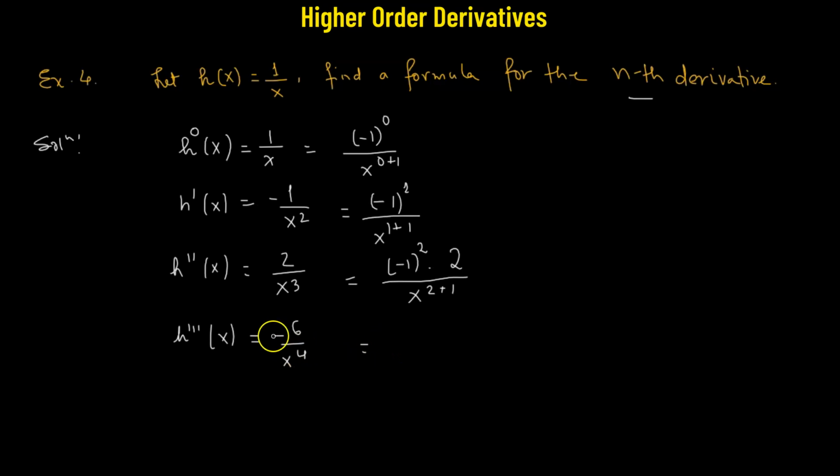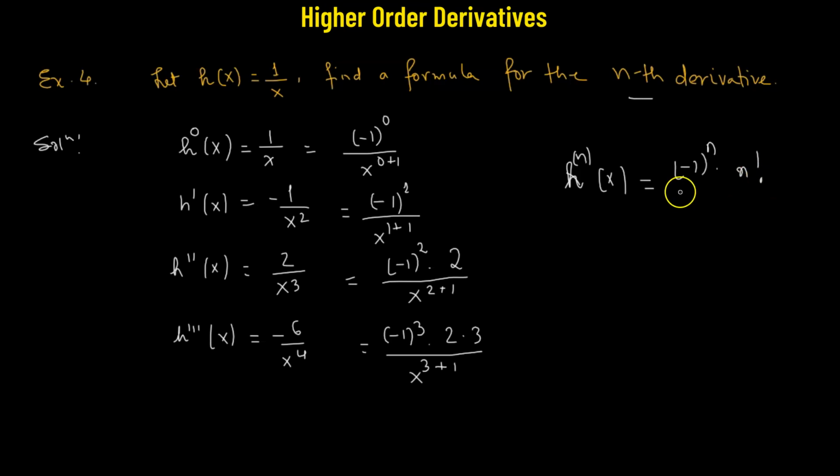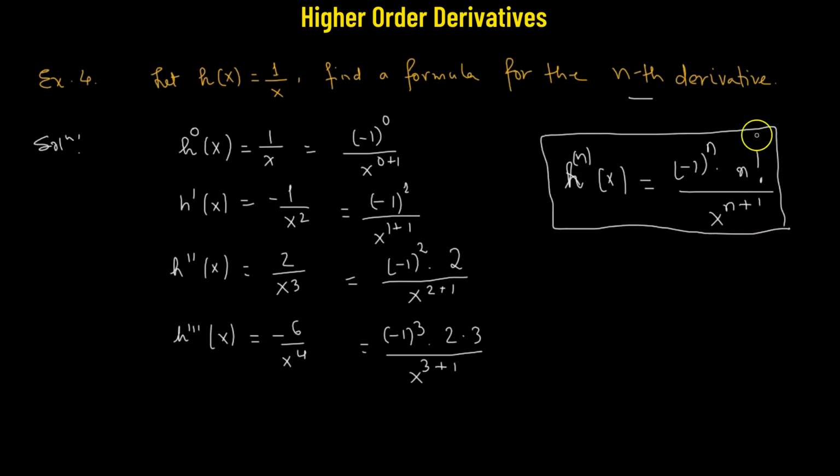For the third case, the third derivative, we have negative 1 raised to the power of 3. So we have a 6 here. So this was simply 2 times 3 divided by x raised to the power of 4. So 4 can be written as 3 plus 1. So if we follow this particular trend, then the nth derivative of our function h of x will be, so we have negative 1 raised to the power of n. This is actually the n factorial divided by x raised to the power of n plus 1. So this is going to be the nth derivative of h of x, 1 over x.